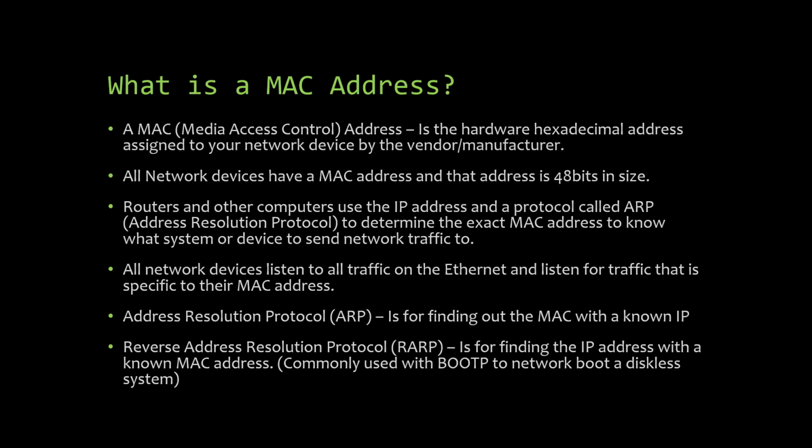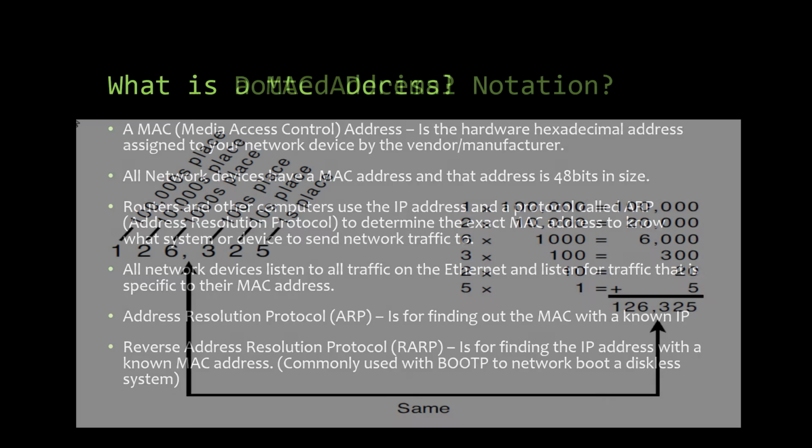All network devices listen to all traffic on the Ethernet and listen for traffic that is specified to their MAC address. ARP, Address Resolution Protocol, is for finding out the MAC with the known IP. Reverse Address Resolution Protocol, or RARP, is for finding the IP address with a known MAC. This is commonly used with BootP to network boot a diskless system.